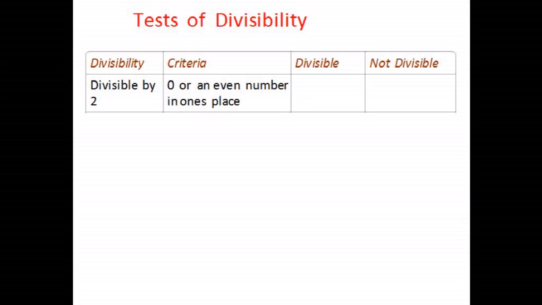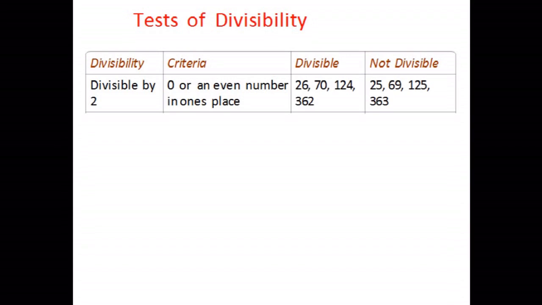Let's start with 2. Now this is very easy. If there is 0 or an even number in one's place, that means the number is an even number, then it is divisible by 2. Let's look at some examples. 26, 6 is in one's place. It is an even number, so it is divisible by 2. 70, there is a 0 in one's place, so 70 is divisible by 2. 25, 69, 363, all these numbers have an odd number in the ones place and are not divisible by 2.